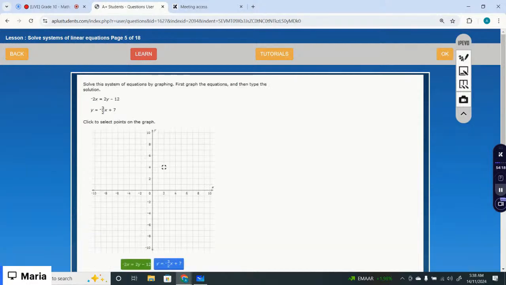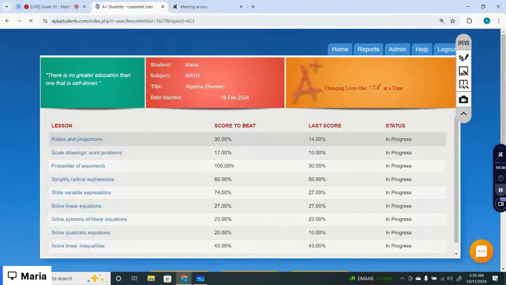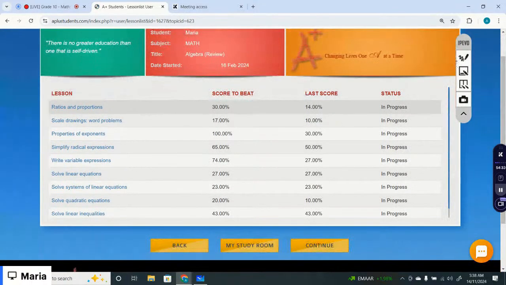Okay, you can complete the lesson by yourself later today. So we were working on grade 10 math. The chapter we were working on is algebra. The lessons we have covered today are write variable expressions, solve linear equations, and solve systems of linear equations. So please make sure before the next session you can complete all the practice questions for the lessons we just did. That is your homework until next session.